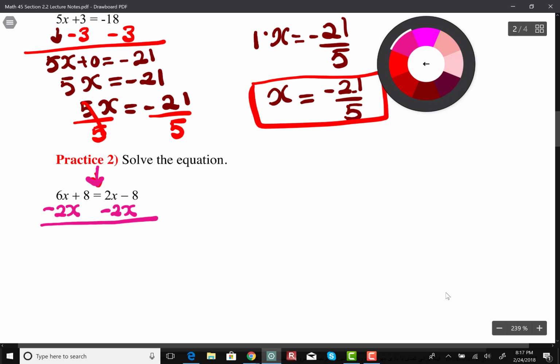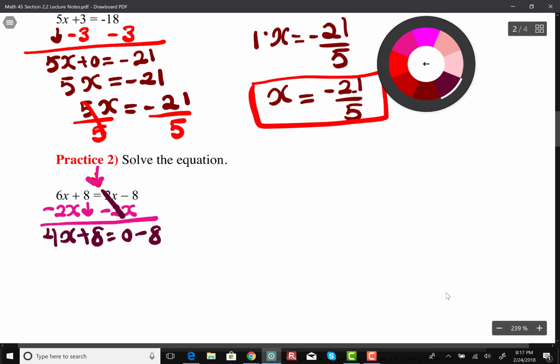Now we're ready to do this. This doesn't have any like terms, so we're going to leave it as it is. But 6x minus 2x would be +4x. We combine those, and that's +8, and then equals. Now these two are combined. When they combine, they're opposite. You get 0 minus 8.